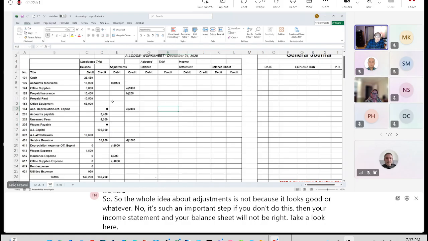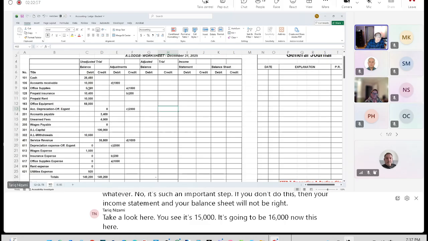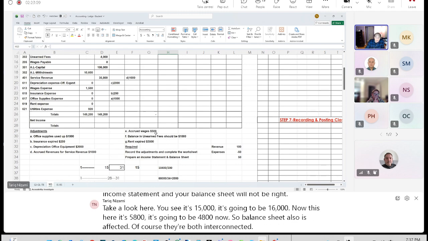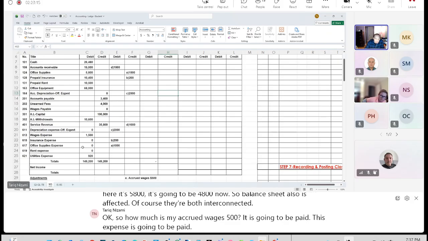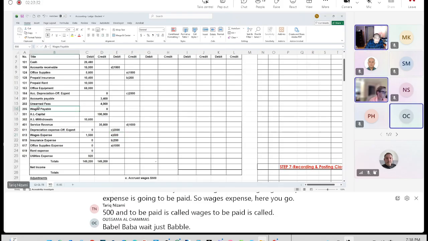Take a look here. You see, it's 15,000. It's going to be 16,000 now. This here is 5,800. It's going to be 4,800 now. So the balance sheet also is affected. Of course, they're both interconnected. Okay, so how much is my accrued wages? 500. This expense is going to be paid. So wages expense, here you go, 500. And wages to be paid is called wages payable. Just look for the account.